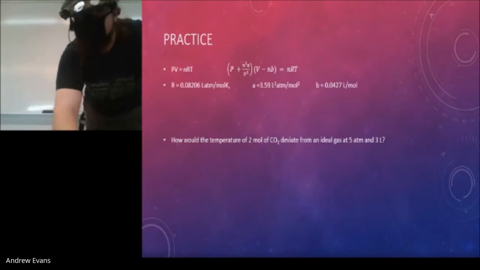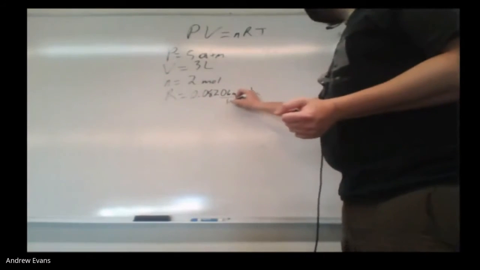Let me start by pulling up the main screen. So, ideal gas, PV equals nRT. Pressure is 5 atm. Volume is 3 liters. Moles are 2 moles. And R is 0.08206 atmosphere liters per mole Kelvin.